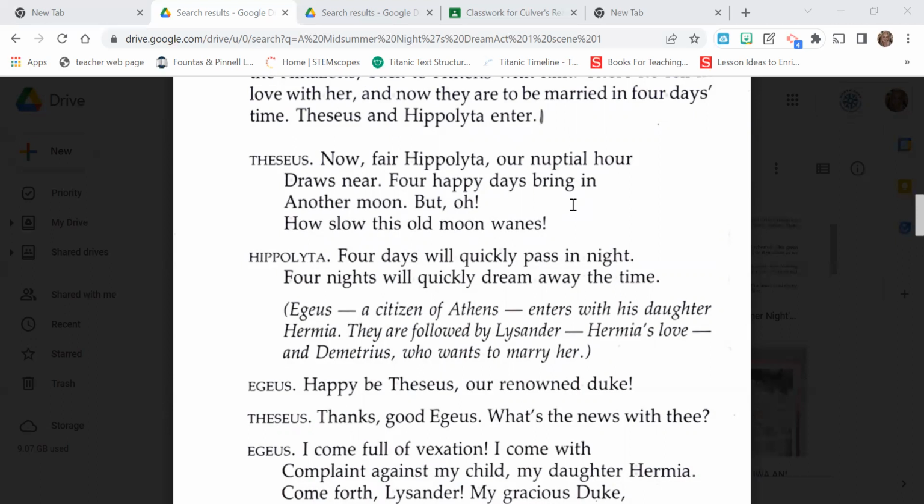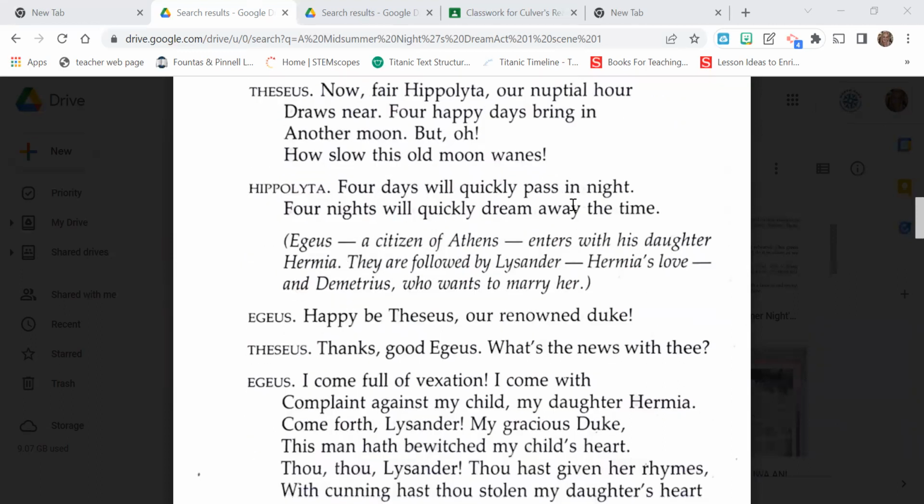Now, nuptial hour, boys and girls, means that they're getting married. So he's saying, "Oh, Hippolyta, I'm so excited. We're getting married in 4 days." But if you notice, he is constantly talking about the moon. That's because if you watch the Globe Theater video, you saw that their theater was open. The roof was open in the center, and they had to perform the plays during the day because they didn't have electricity and candles were too expensive. So throughout this play, he is going to be mentioning it's happening at night, so that the audience understands it's night and not during the day what they see.